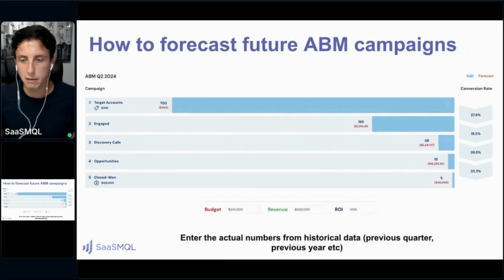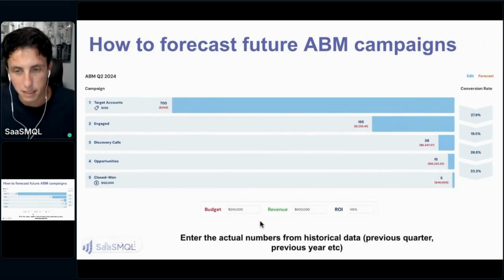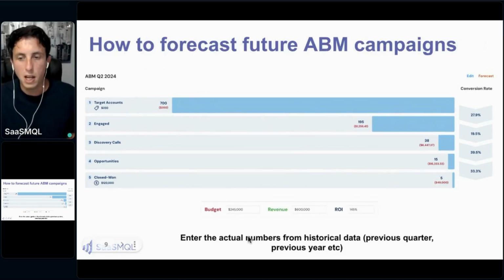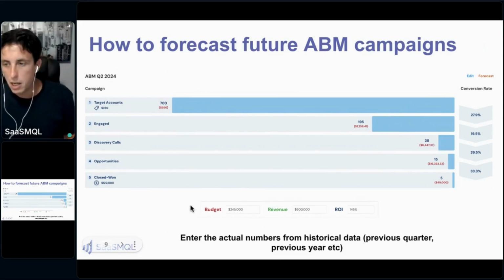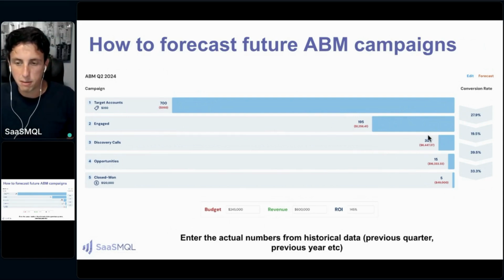Okay, it was our first time. We didn't do too well, but we also spent much less at the end of the day. So we spent 245 instead of what we modeled initially. Okay, but fine. So we have some actual results.